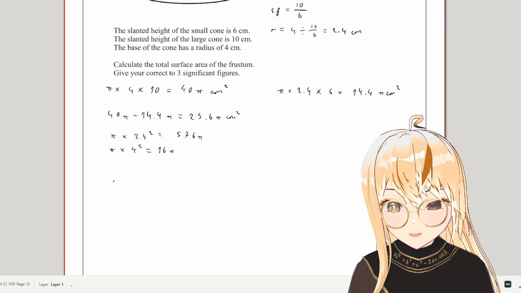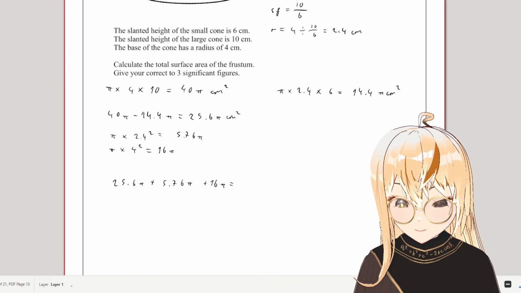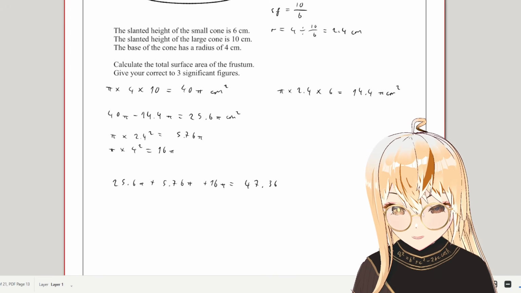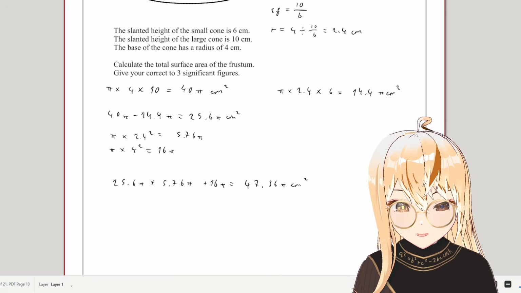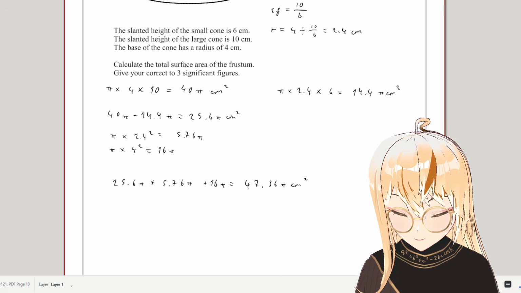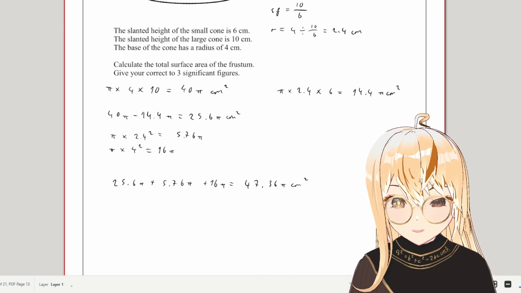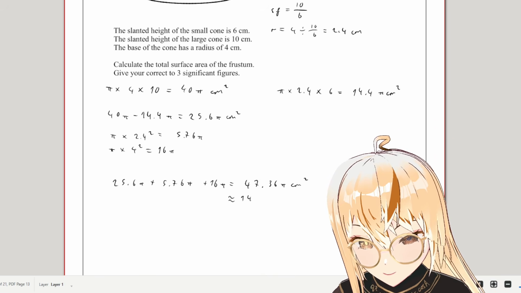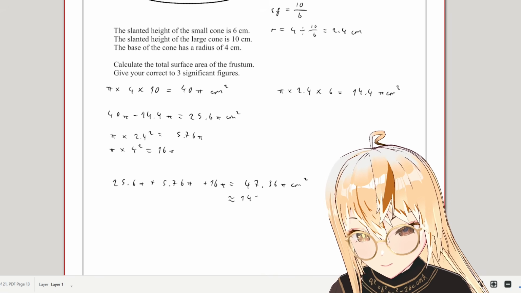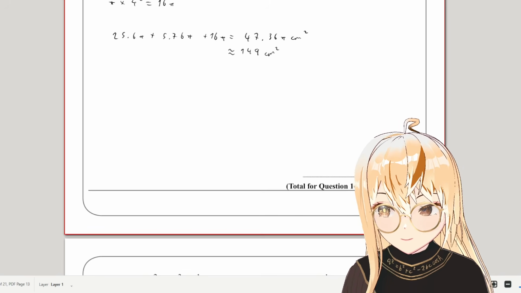And add these 3 together for 47.36 pi centimeters squared. And that's still in pi, so let me just multiply that by pi to get 148, just about. Oh well, that rounds to 149 actually, because it's 148.78. Yep, 5 marks.